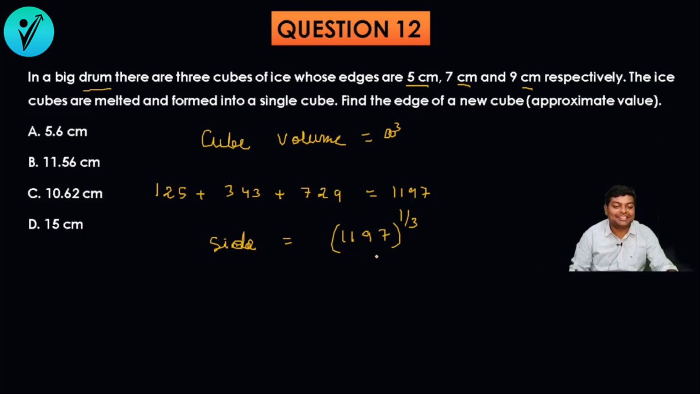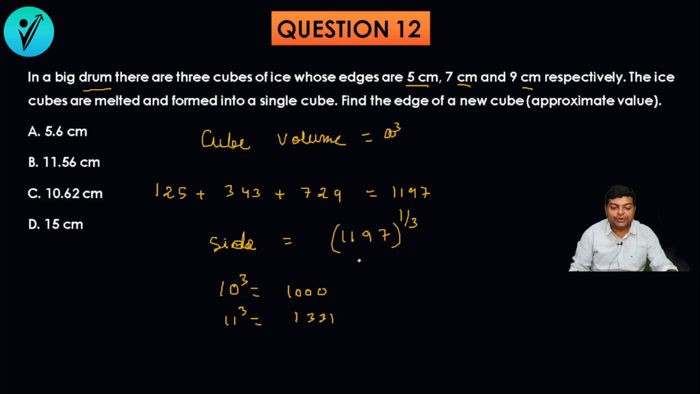अब cube root इसका कैसे निकाला जाए? Now think for the cube roots. Think for the cubes. Now if you remember, what is 10 cube? 10 cube is 1000. What is 11 cube? 11 cube is 1331, right?